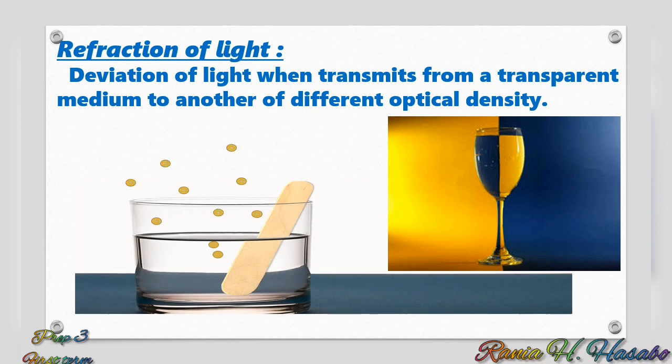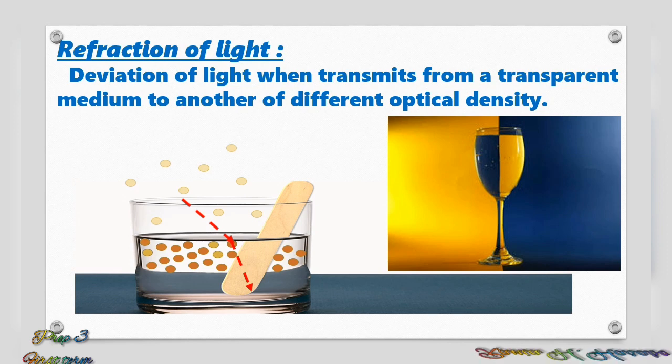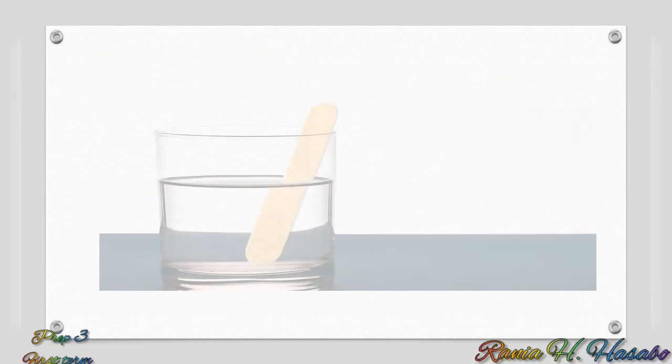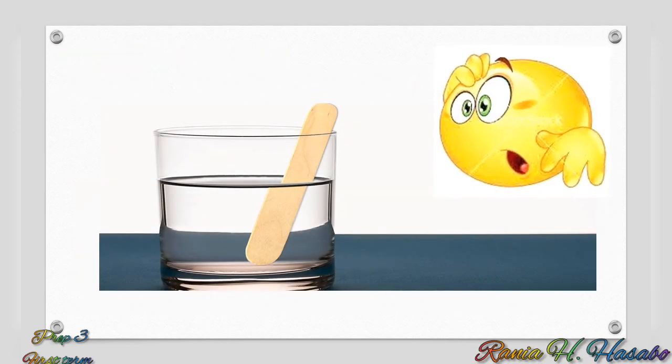The particles of air are very far from each other, so the light travels through them easily. While in water the medium particles are close to each other, so they start to hinder the light as it travels through them. So the speed of light decreases in water, and this is the reason for light refraction or deviation. So we can say that this wooden tongue depressor appears broken due to light refraction.